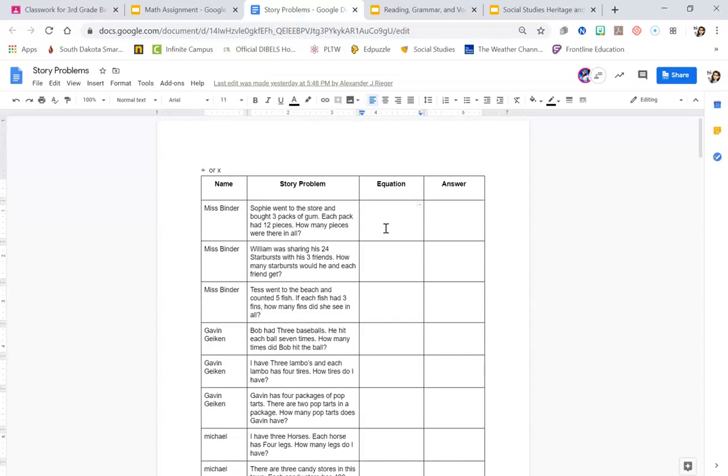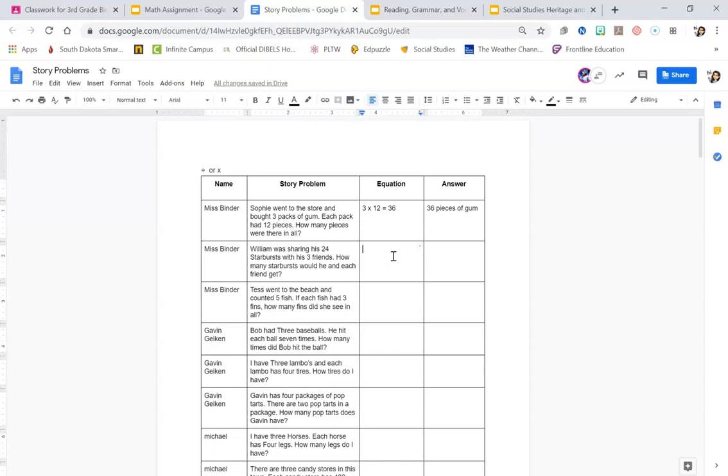I know that if she had 3 packs and there was 12 in each, I'm going to be multiplying because it's equal groups. So I'm going to do 3, just an X for my multiplication symbol. 3 times 12 pieces equals, and I know 3 times 10 is 30, and 3 times 2 is 6. If I add those together, I know it's 36. So my answer is going to be 36 pieces of gum. So if I look at the second one here, William is sharing his 24 Starbursts with his 3 friends. How many Starbursts would he and each friend get?